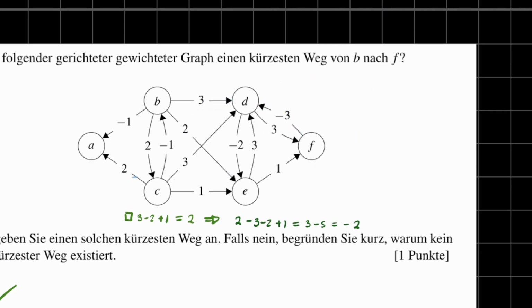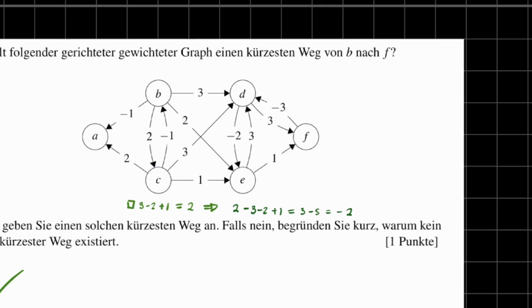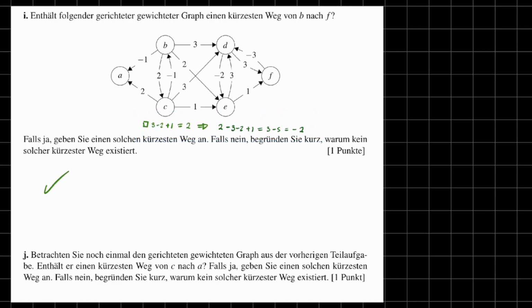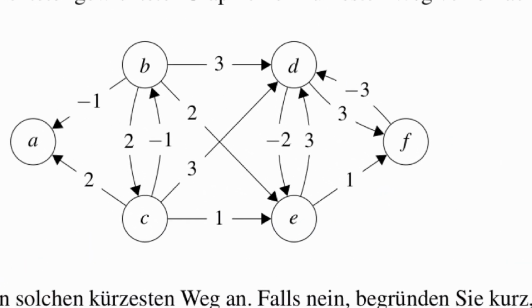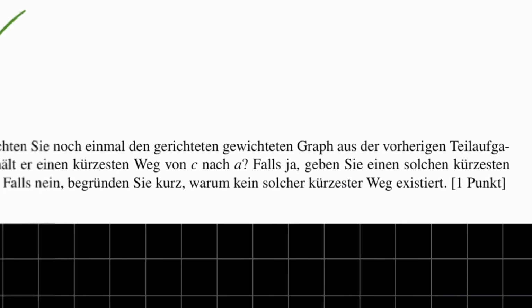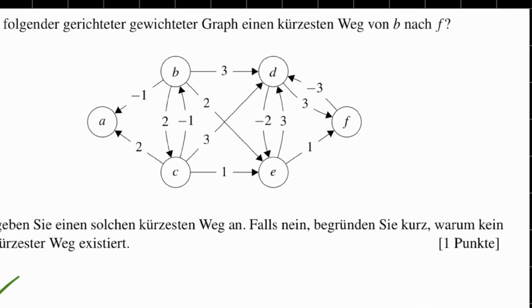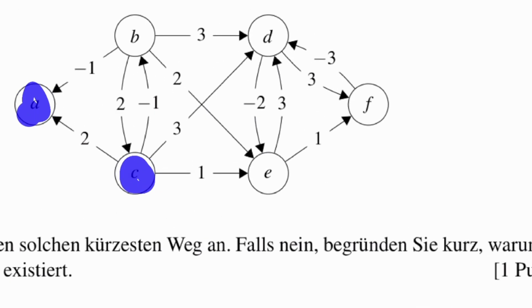So let's delete all of this. Oopsie daisy. Oh, no. I hate Notability sometimes. It just does some weird stuff. So we want to go from C to A. So that is C to A, right?